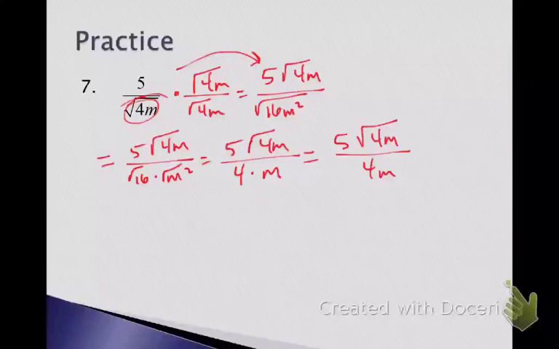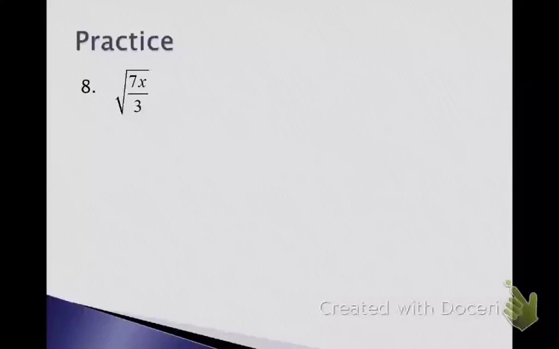The multiplication property says we can split those two, the square root of 16 times the square root of m squared. Square root of 16 is 4. The square root of m squared is m. So now we're here. And so we're left with 5 times the square root of 4m all over 4m. And that's how we end up there. Okay? Make sense? I hope so. Got one more to try here. Simplify this. Stop the video, start it back up, and see how you do.